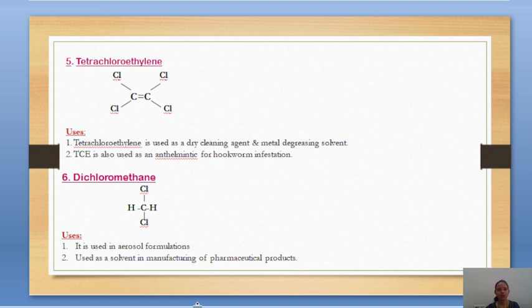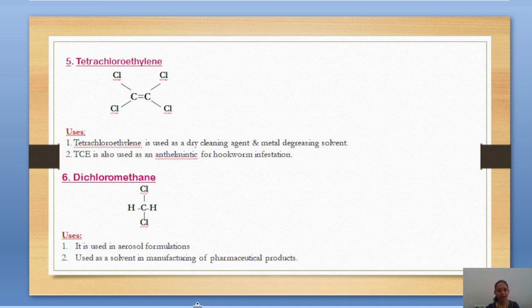tetrachloroethylene. For tetrachloroethylene, the structure is given, and its uses are like, tetrachloroethylene is used as a dry cleaning agent and metal degreasing solvent. And the next use is that it is used as an anthelmintic for hookworm infection. Very important uses of tetrachloroethylene, we all should know it.